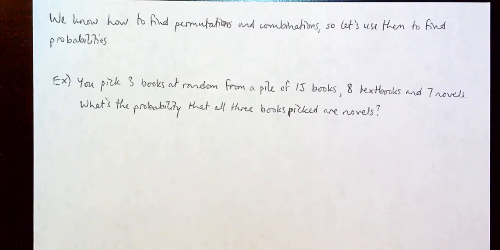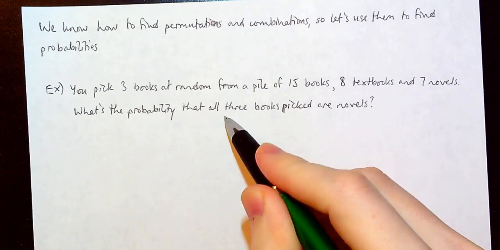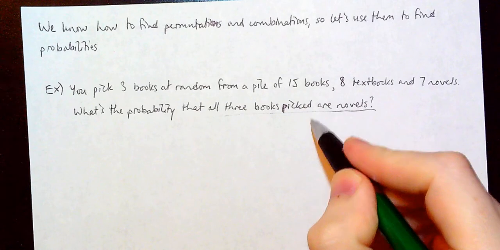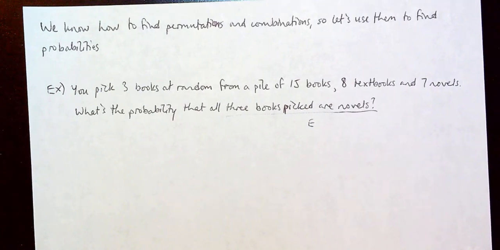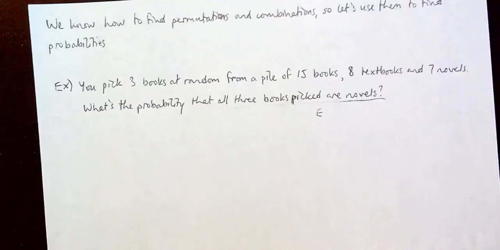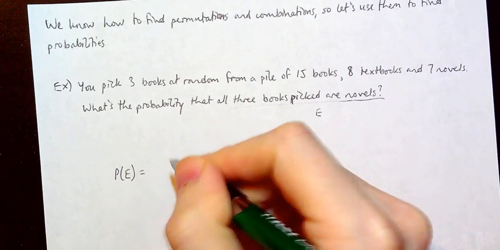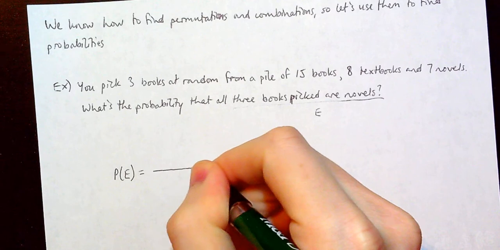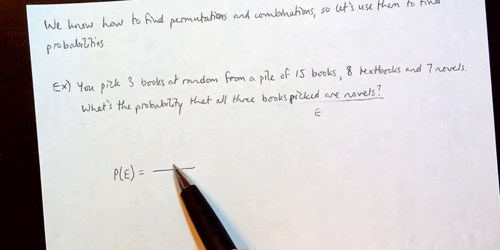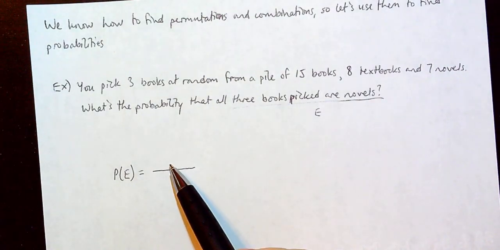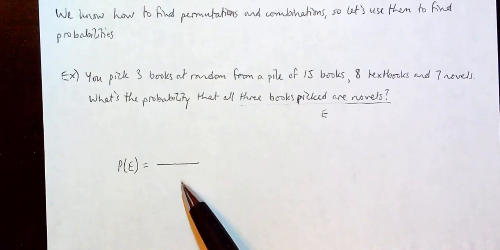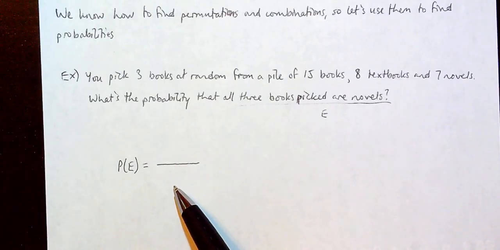So again, we're calculating the theoretical probability. Here's my event E: all 3 books being picked are novels. So P of E, again, theoretical probability, is the number of outcomes that are in the event divided by the number of outcomes that are in the sample space.